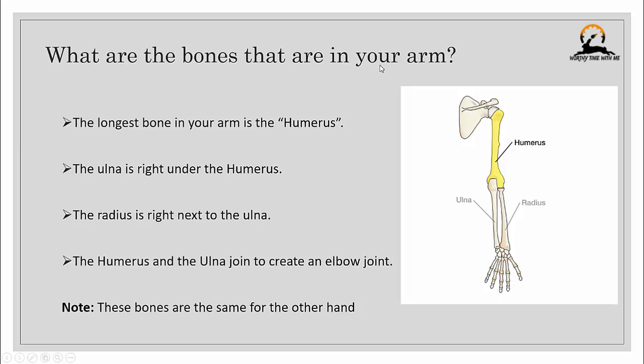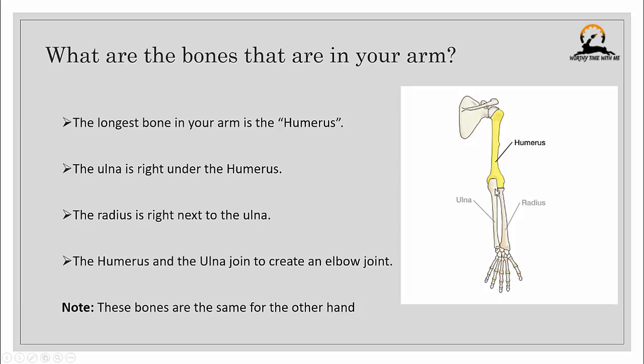What are the bones that are in your arm? You see this diagram? This shows clearly what the arm looks like. You see this big yellow bone? That is the humerus. It is the longest bone in your arm. This is called a humerus.